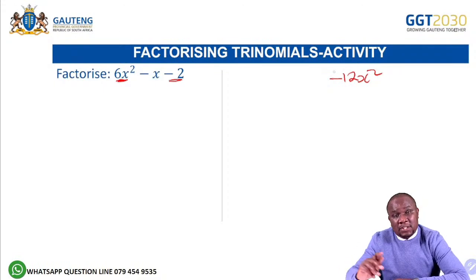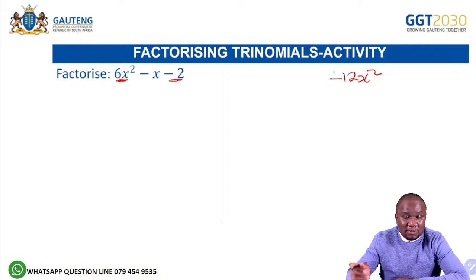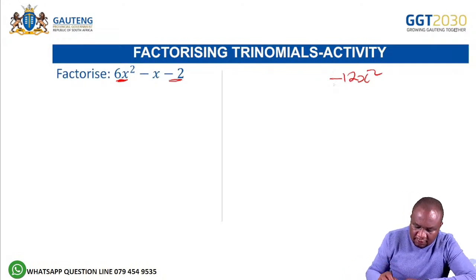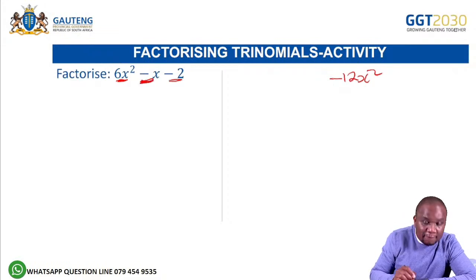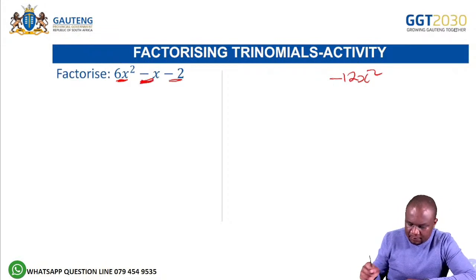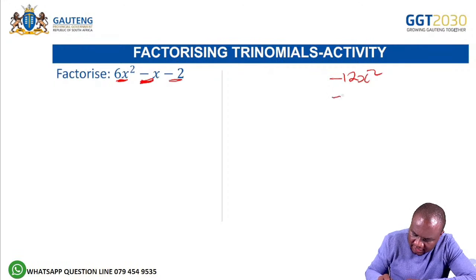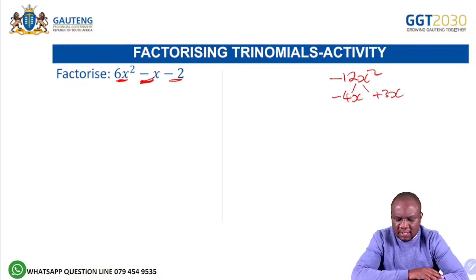Because remember, we multiply two things. If the other one is negative and the other one is positive, then we get a negative answer, isn't it? So one factor must be positive, the other factor must be negative. Then this confirms that the bigger factor must be negative. So it can be negative 4x and then plus 3x. Negative 4x times positive 3x is negative 12x squared. Negative 4x plus 3x is negative x.